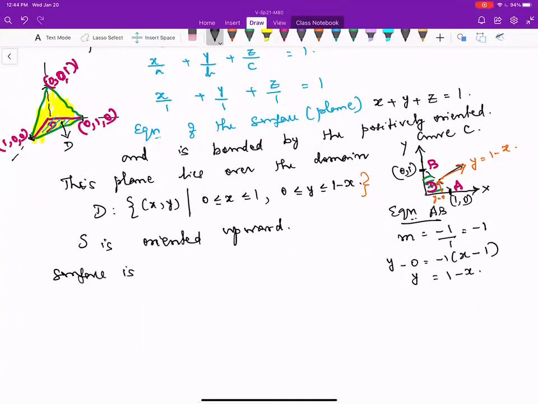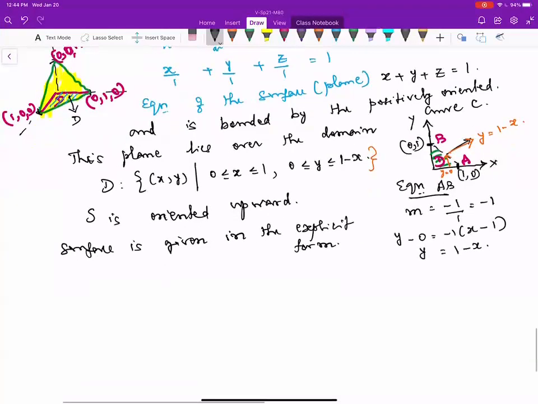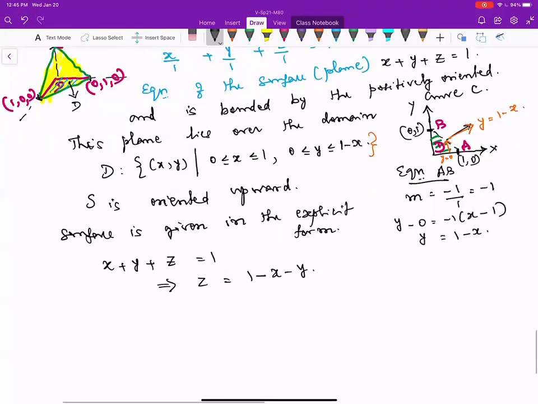Surface is given in the explicit form, which means you can isolate the z. Z equal to 1 minus x minus y. So z is written as a function of x and y. That's why it is in explicit form.